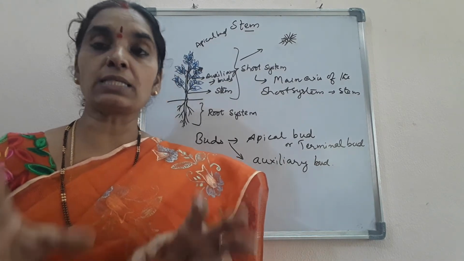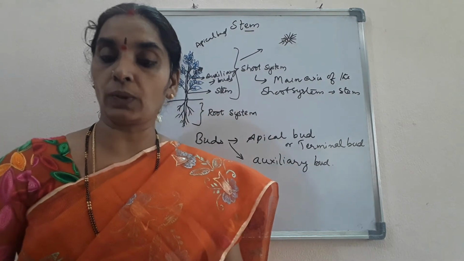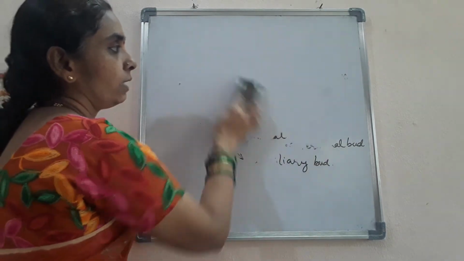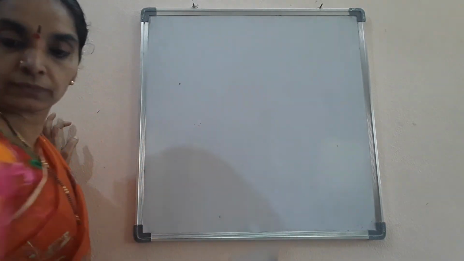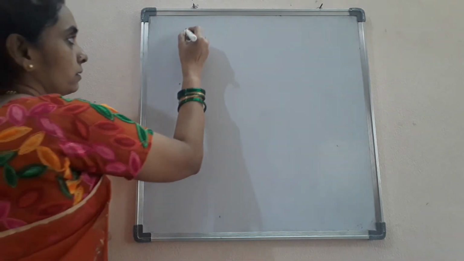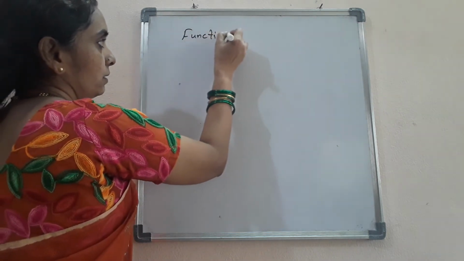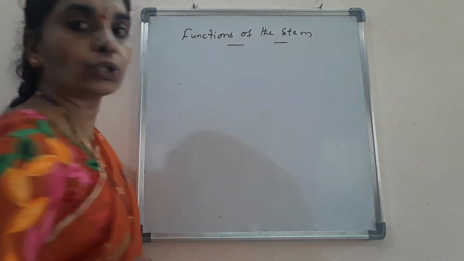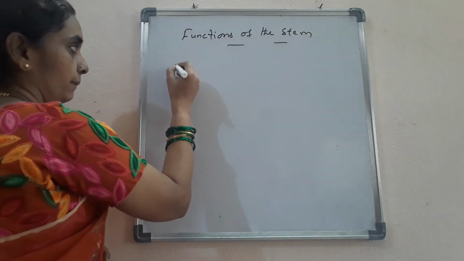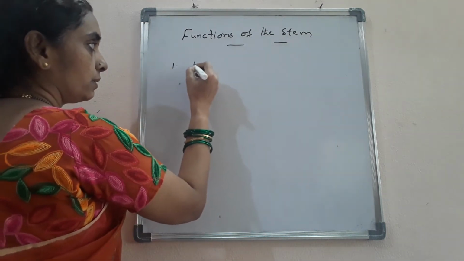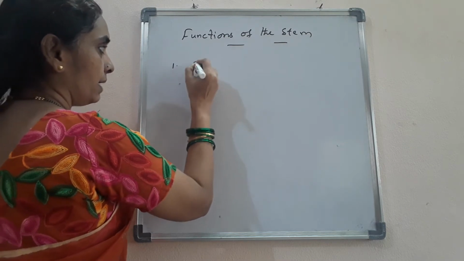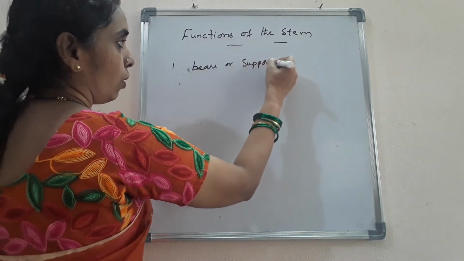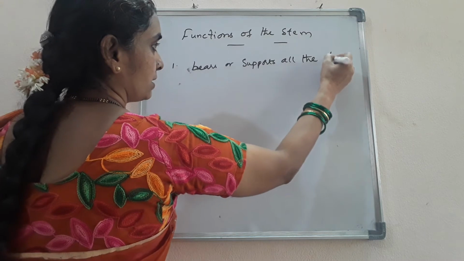Okay children, so that experiment you have to write in your classworks. Okay? Now, I'll show you the functions. Now we'll note down the functions of the stem. Functions of the stem. What are the functions of the stem? The first one is, it is above the soil and it bears or supports all the other parts of the plant.